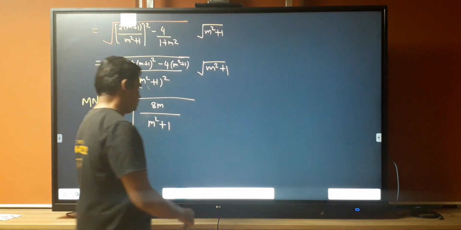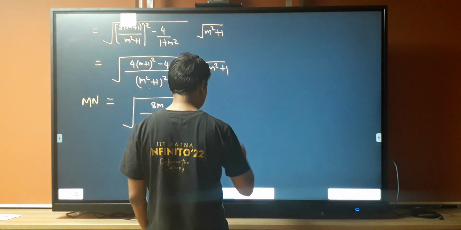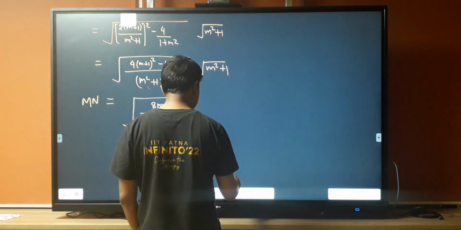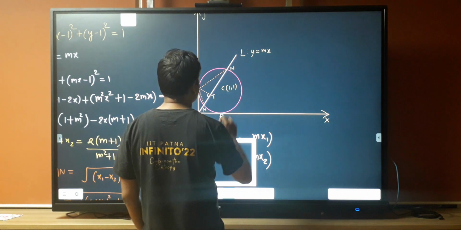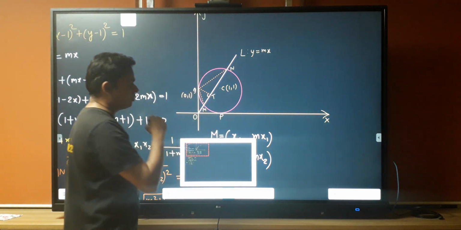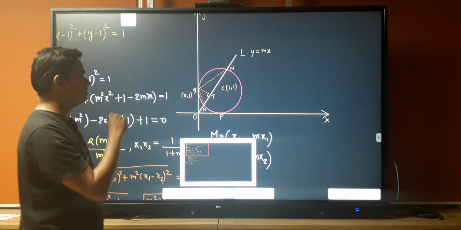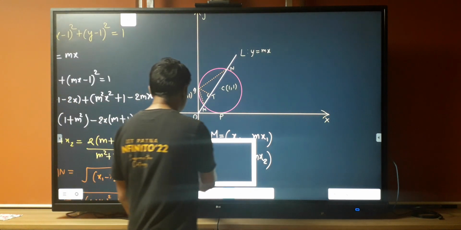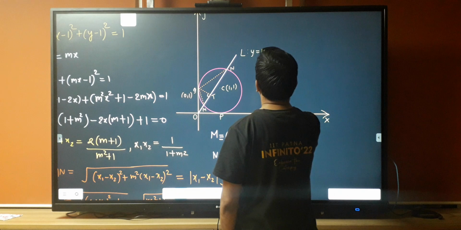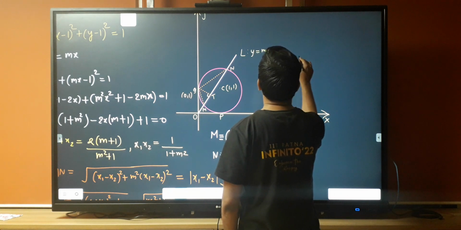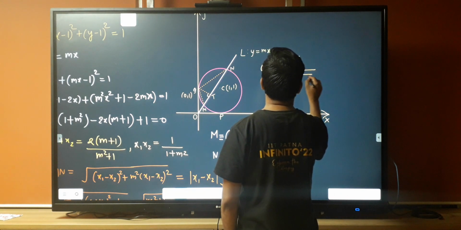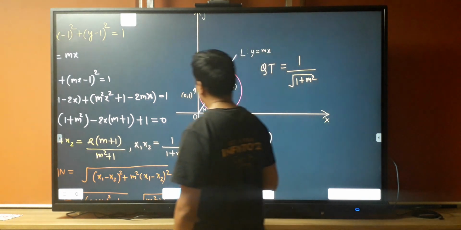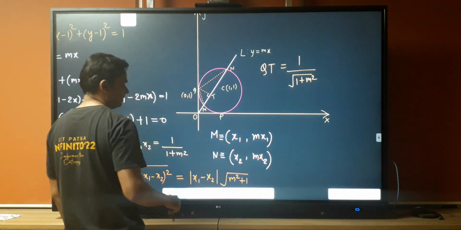Now I also need to find the perpendicular. So in the question I can see that the perpendicular is QT. So how to find the length of QT? The point Q is known, (0, 1). The equation of the line is known. So QT can be easily found: QT can be written as 1 upon root under 1 plus m square. I hope you might be knowing this from the formula of perpendicular drawn to a line.